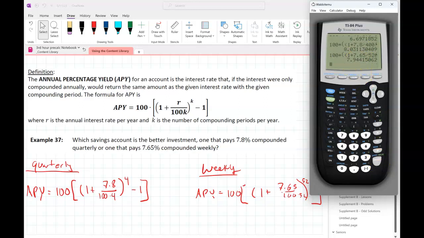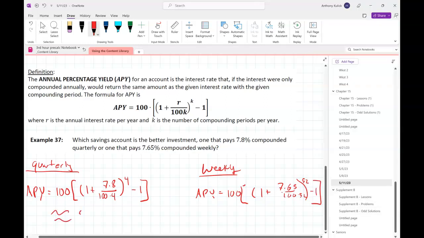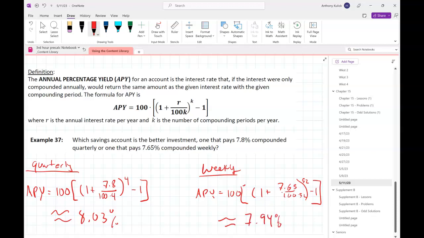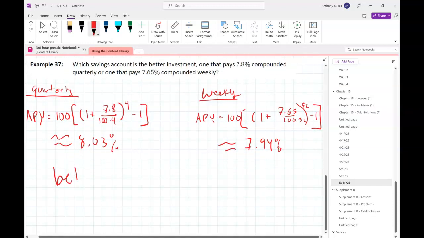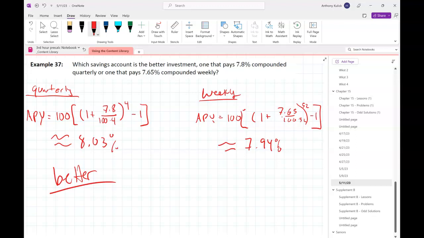And the other one's a 7.94. So which one would I want? The bigger one, right? That's my better offer.